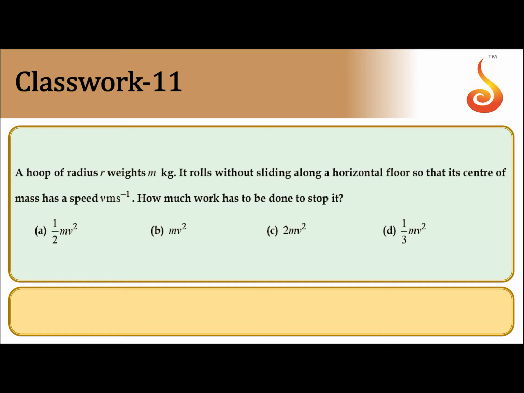11. A hoop of radius r weighs m kg. It rolls without sliding along a horizontal floor so that its center of mass has a speed v meter per second. How much work has to be done to stop it? Okay. So there is a hoop which is rotating. It rolls without slipping along this direction.